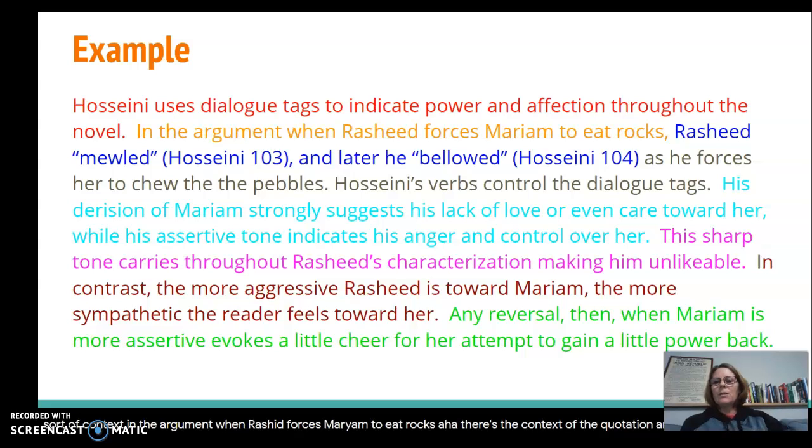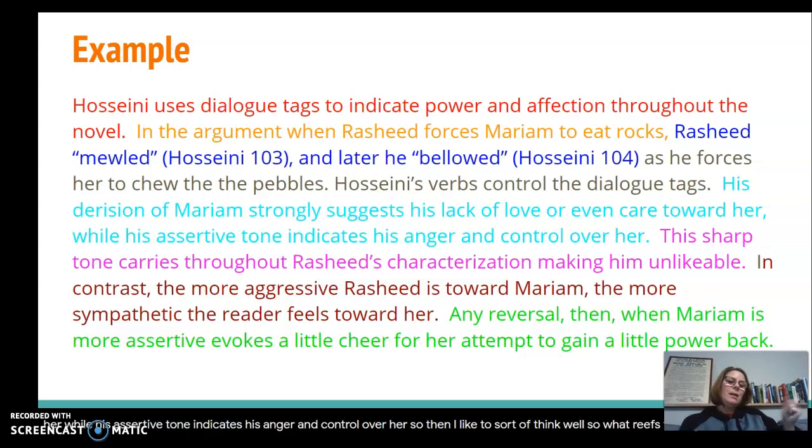Hosseini's verbs control the dialogue tags. So that's the explanation. So now we want sort of some implications. His derision of Mariam strongly suggests his lack of love or even care toward her, while his assertive tone indicates his anger and control over her. So then I like to sort of think, well, so what? Well, this sharp tone carries throughout Rashid's characterization, making him unlikable.